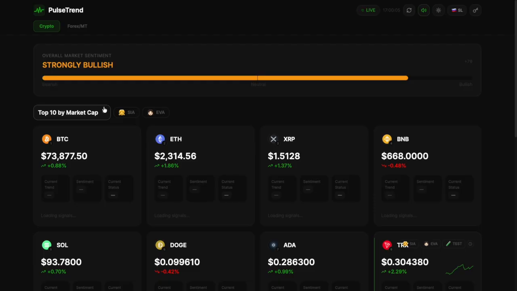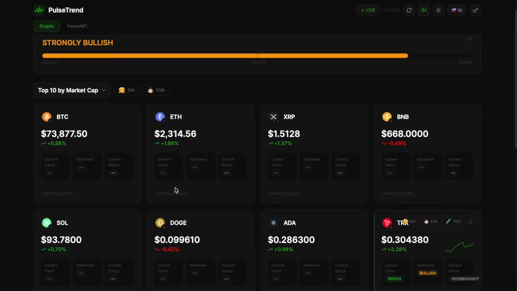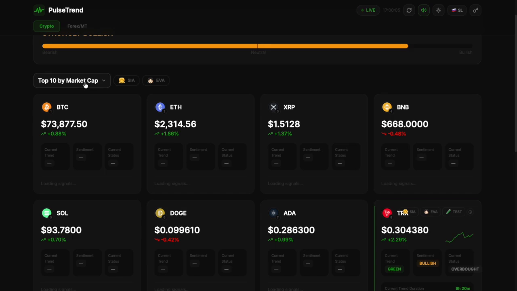So this is just SIA, right? And SIA is best used when it comes to these top coins. So SIA is recommended for the top 10 coins by market cap. And we got another one, which is called EVA.